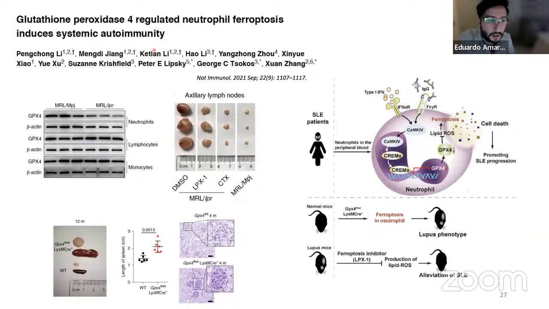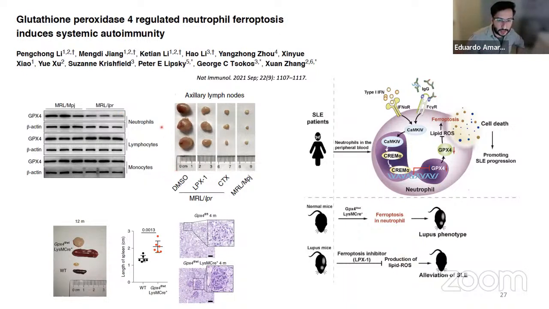And that's what this group decided to look at, what's going on in neutrophils. So there is this animal model, called MRL/LPR, that develops autoimmune disease and rapidly lupus. And here is the control animal for this susceptible one. So they isolated neutrophils, lymphocytes, and monocytes, and looked at GPX4 expression in these cells. As we can see here, there is no change in GPX4 expression in both lymphocytes and monocytes. However, when they looked at the neutrophils in the mice that are prone to lupus, they saw reduced protein expression of GPX4.